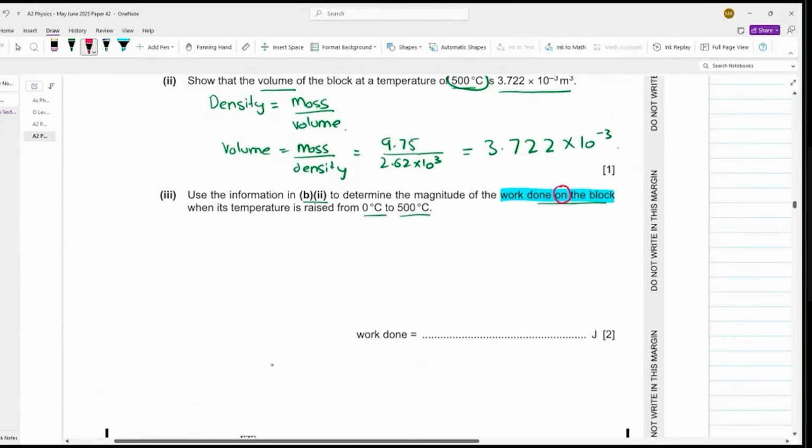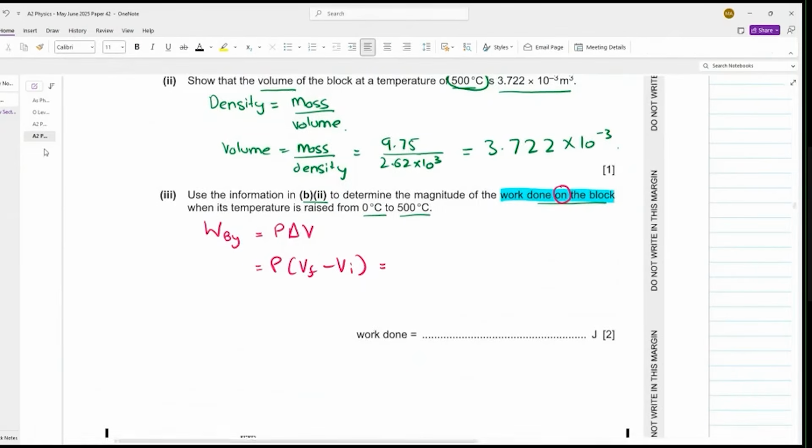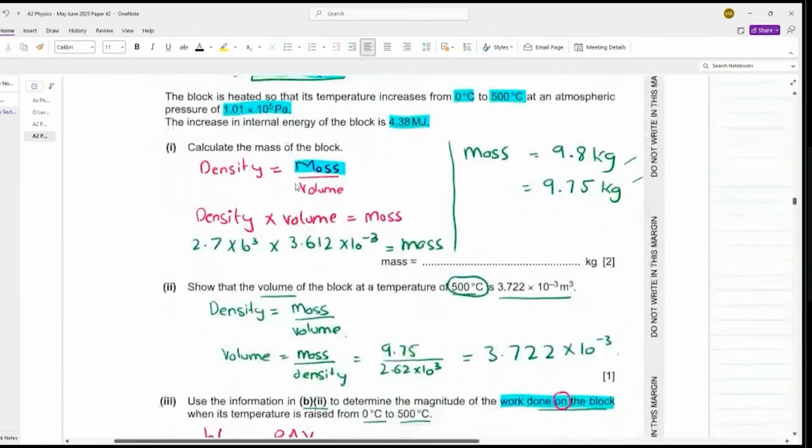Now, please listen to me for the next 5 minutes. There is no formula to calculate work done on the block directly. You cannot calculate work done on the block directly. What can you do? You can first of all calculate work done by the block: pressure into change in volume, pressure into the final volume minus initial volume. What was the pressure here?